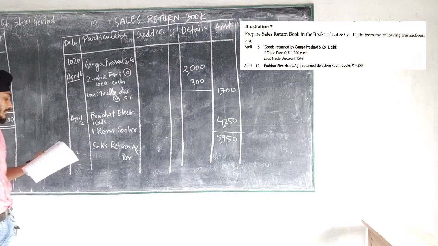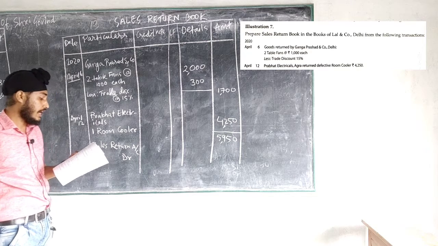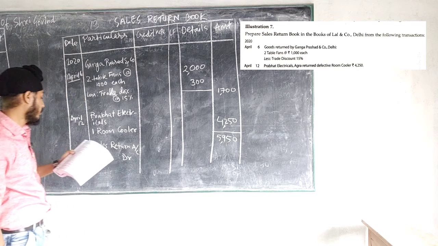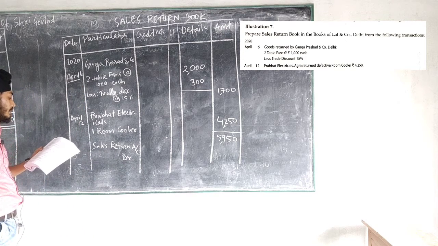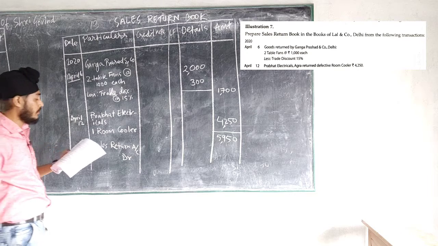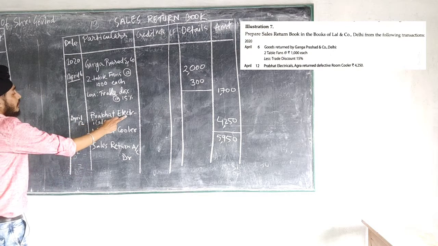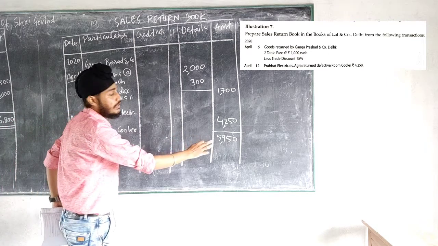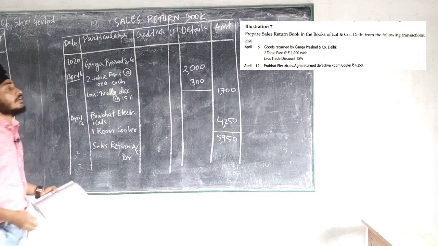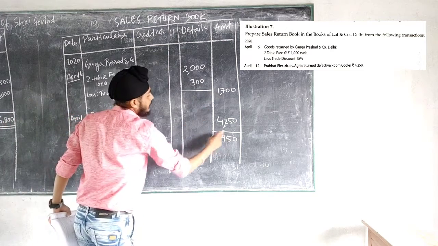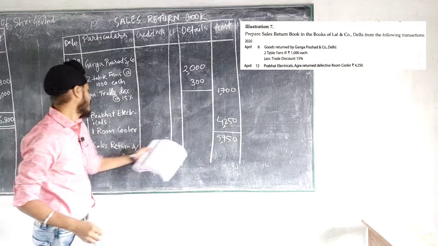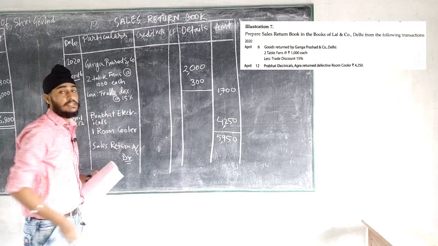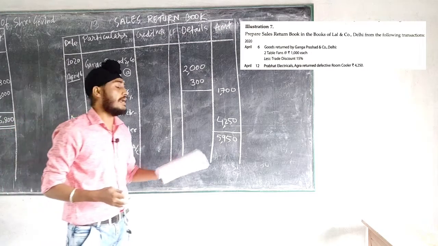The next transaction is Prabhat Electricals, Agra returned defective room cooler of 4250. So April 12, Prabhat Electricals, one room cooler. What is the amount? 4250. No trade discount here, so directly 4250 in the outer column. Simply we'll add it, so we'll get 5950. Just towards the left we'll write sales return account debit. So it will be transferred to the sales return account on the debit side, 5950.